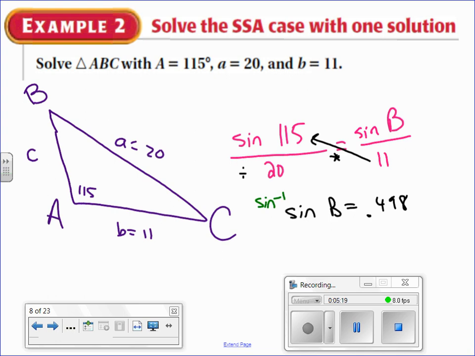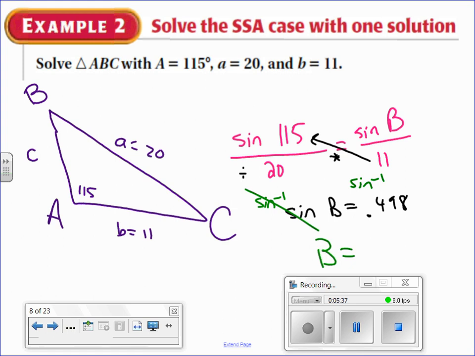So we have to inverse sine it to cancel that sine and solve for b. So the keystrokes on the calculator will be second sine, second answer button. That'll plop that 0.498 into there for you. Second sine, second answer button.